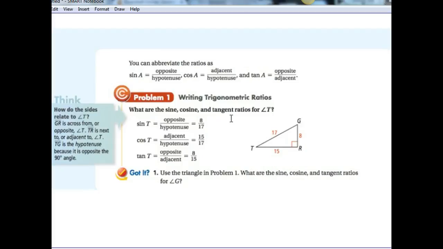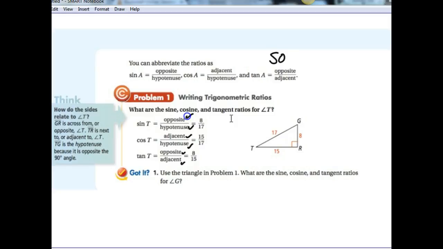Hello, this is problem number 1 found on page 508 of your Geometry Part 2 textbook. This is just simply finding how to do trigonometric ratios. You must remember that when you're dealing with trigonometric ratios that sine is always opposite over hypotenuse, cosine is always adjacent over hypotenuse, and tangent is always opposite over adjacent.